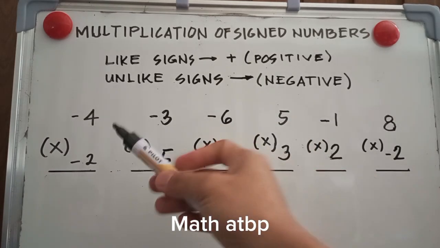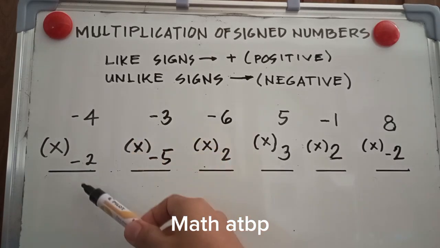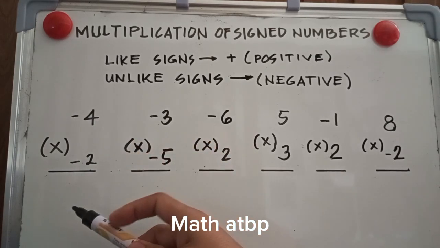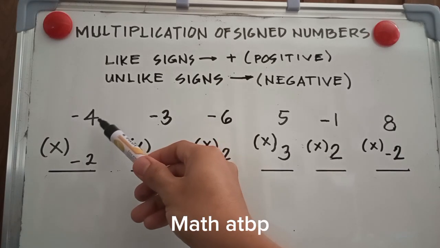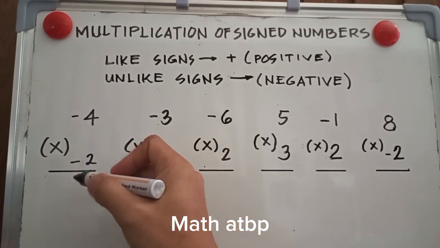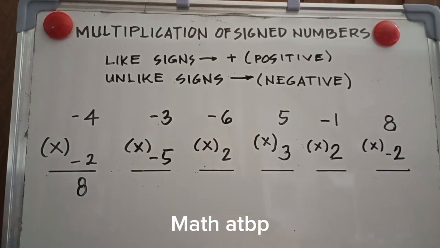Now we have here negative 4 times negative 2. They are both negative, like signs. Therefore, the answer is positive. And then multiply. 4 times 2 is 8. So the answer is positive 8.